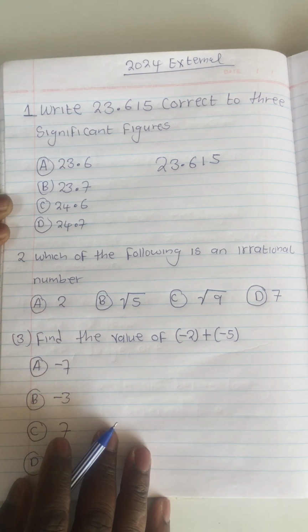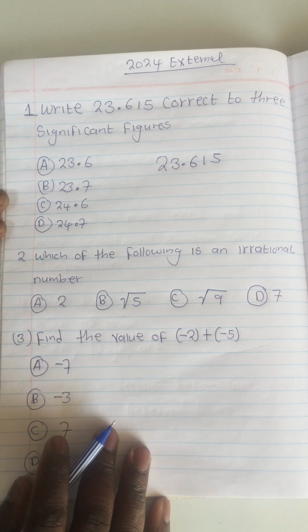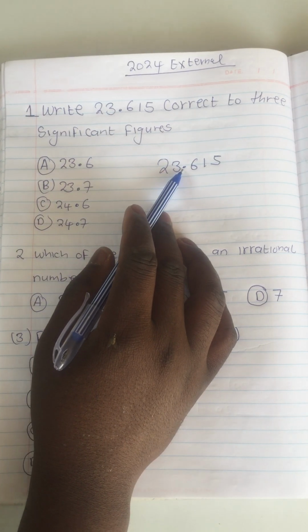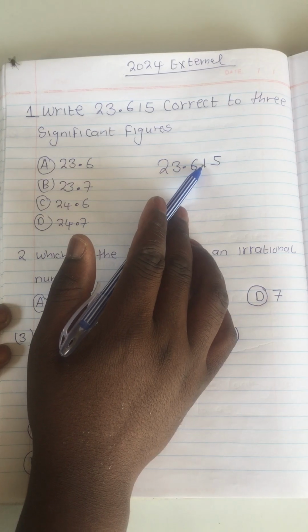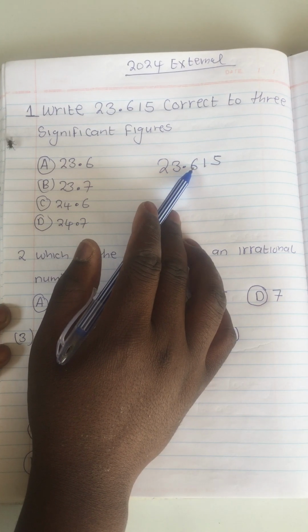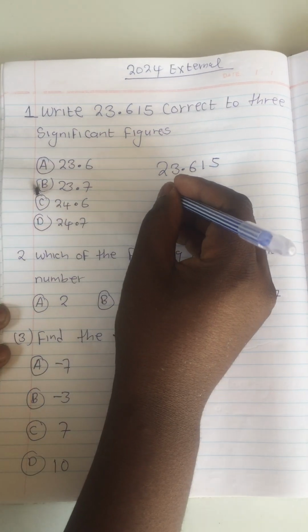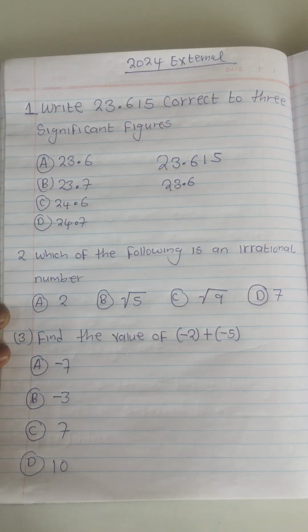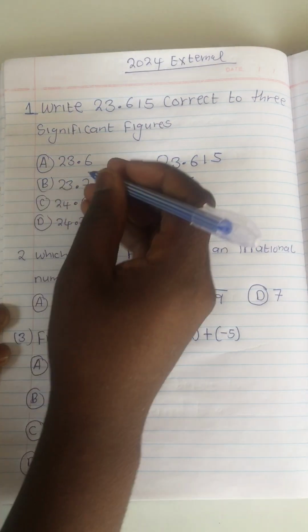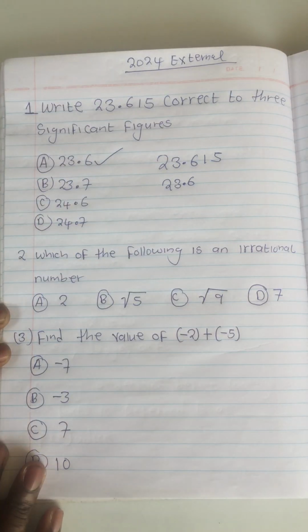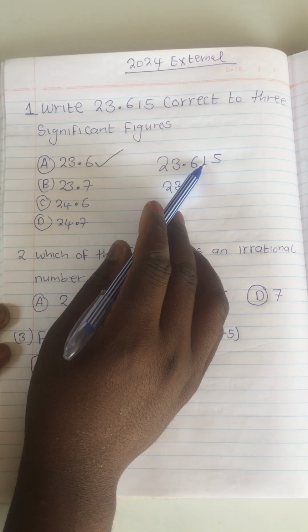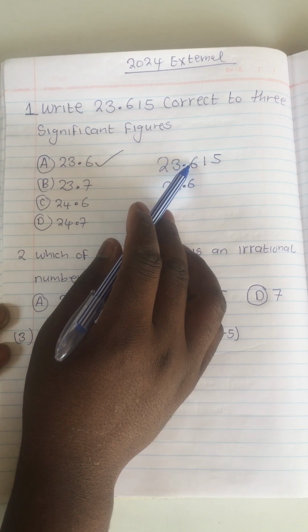What do they mean by 3 significant figures? It simply means just 3 numbers. You check: this is 23.6, and the next digit is 1. You can't add anything from 1 to give to 6, so the final answer will be 23.6. You check which one is 23.6. It's A.